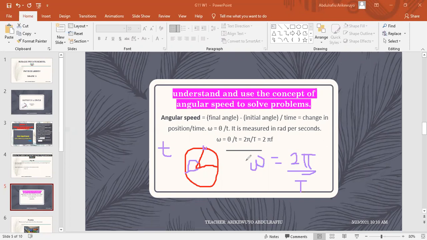So we are going to apply this formula a lot of the time, so please don't forget it. Now let's go to the next one.